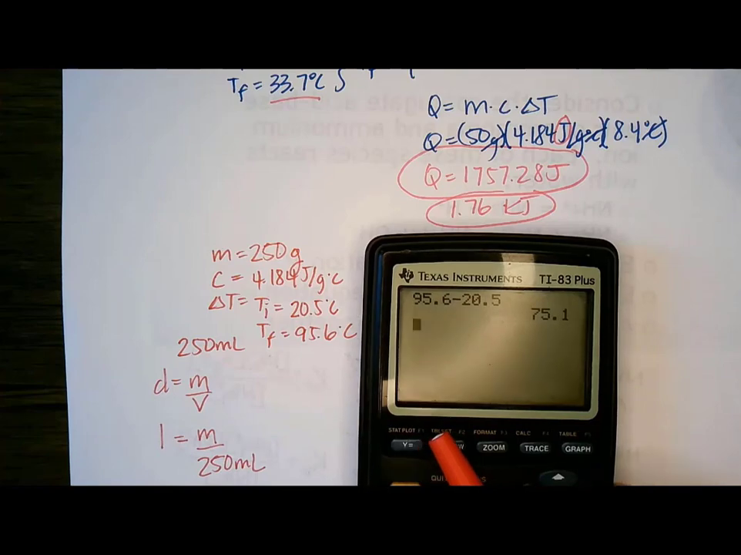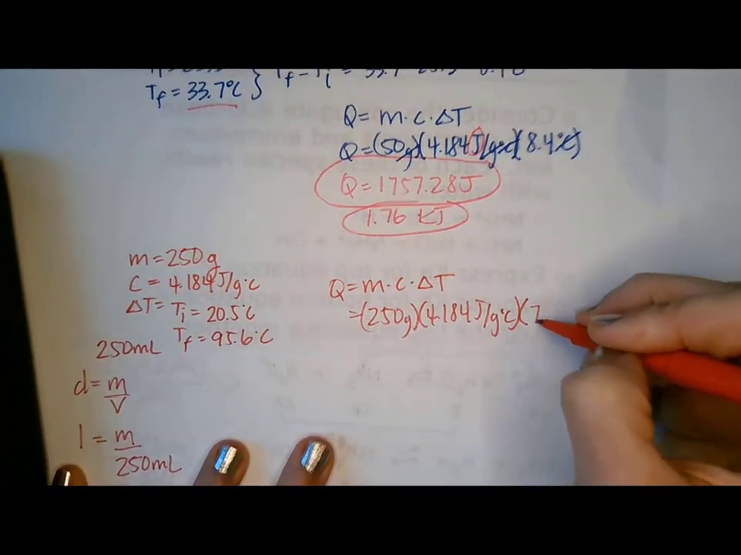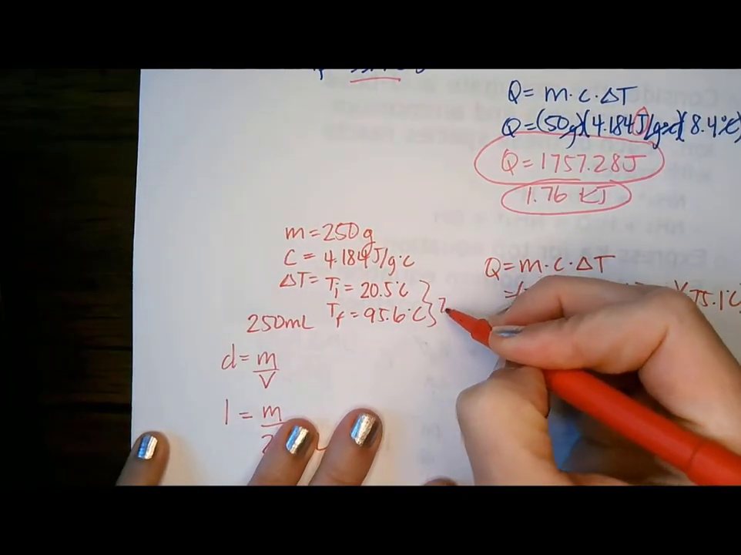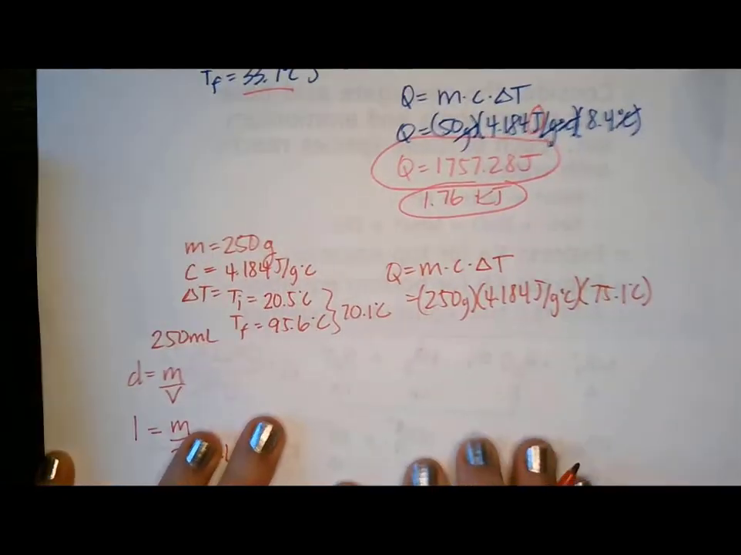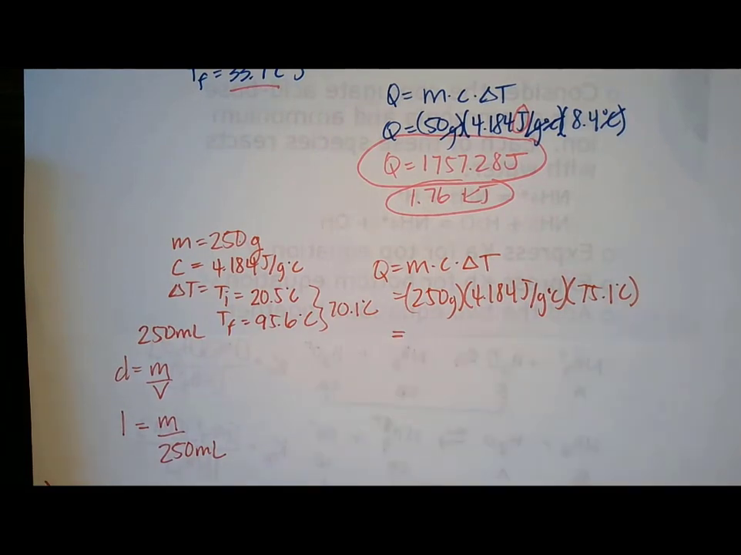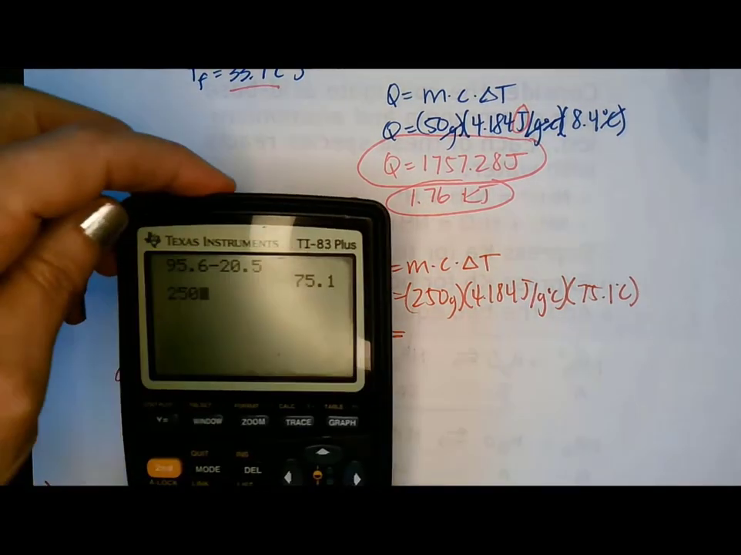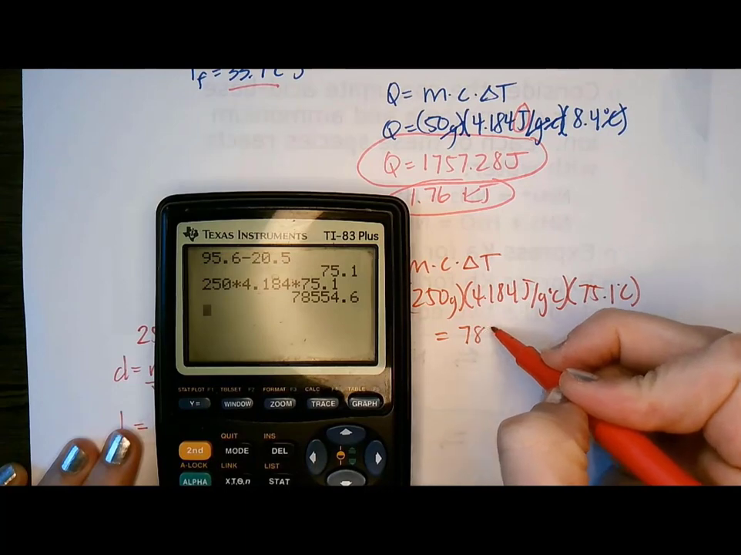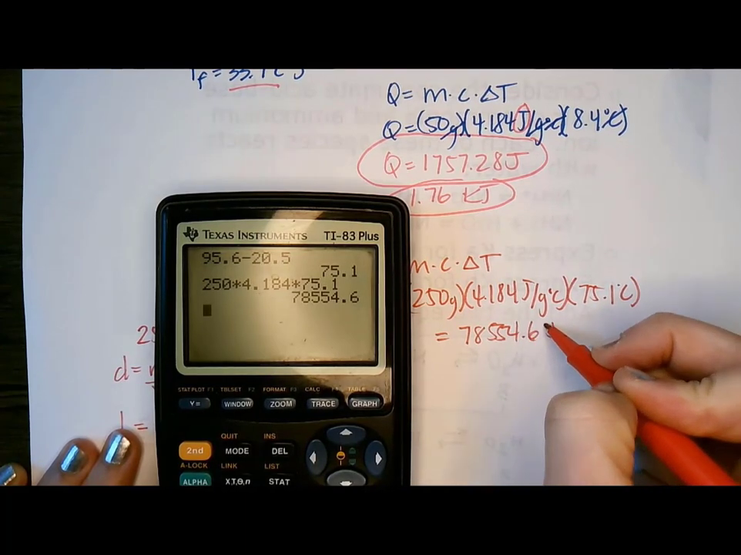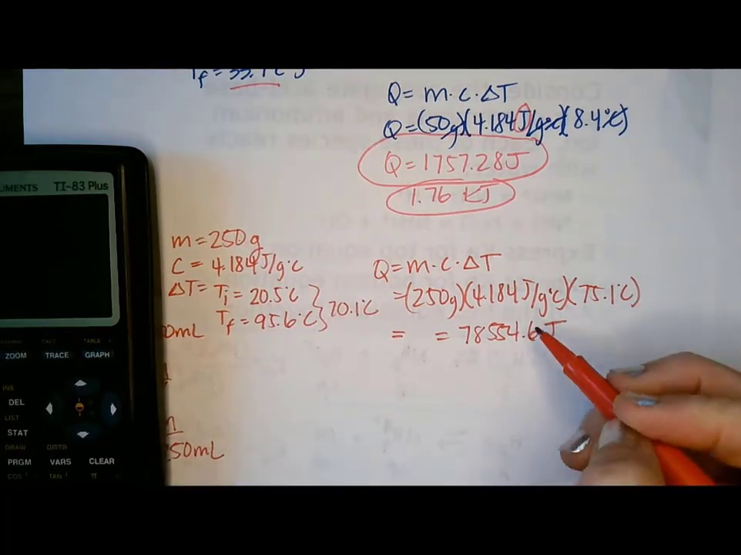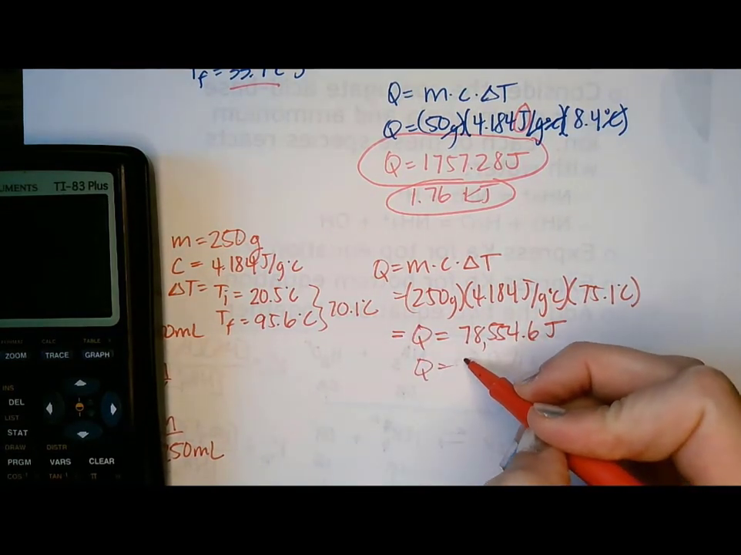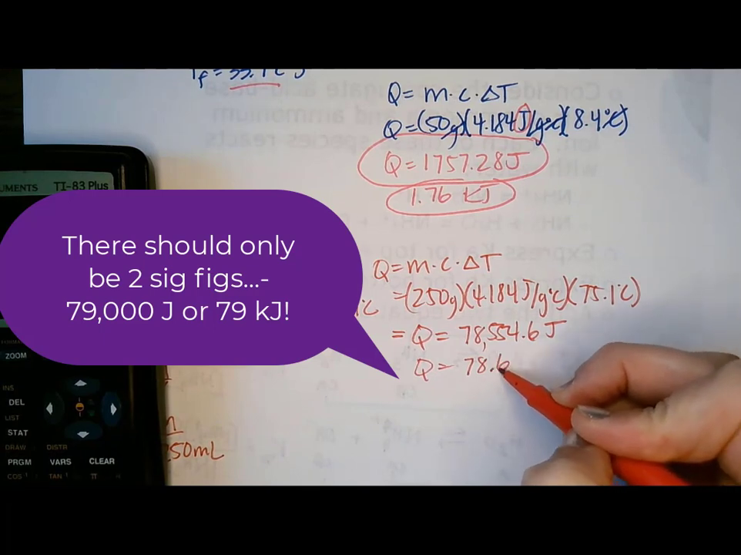We get 75.1 for my delta T. Okay, now we just need to plug it in. So we get 250 times 4.184 times 75.1. 78,554.6 joules. Wow, 78,000. So we also could put that into kilojoules. We could just say 78.6 kilojoules.